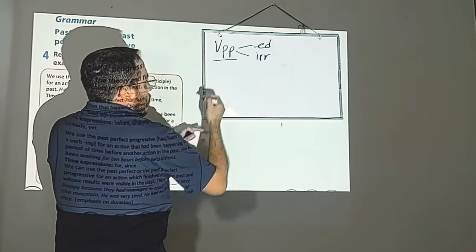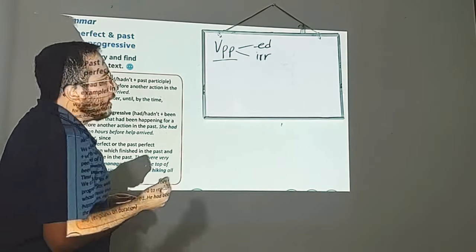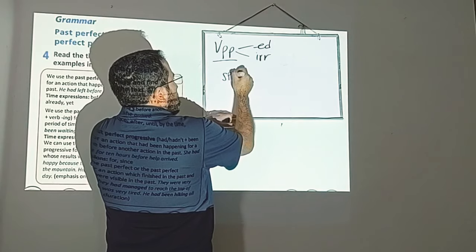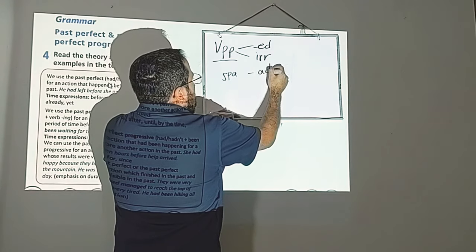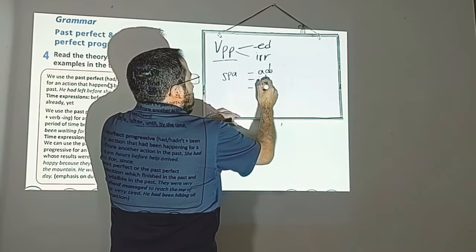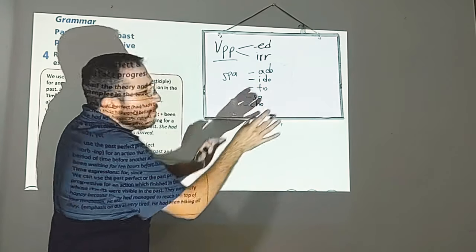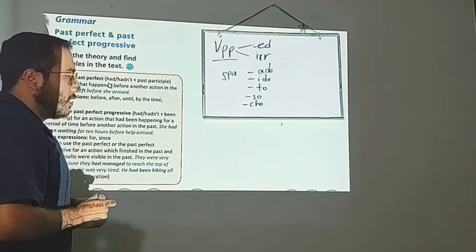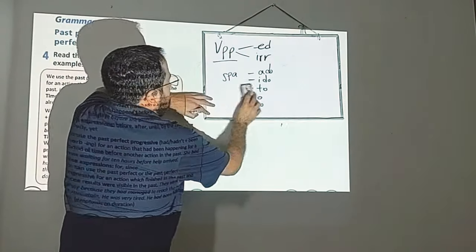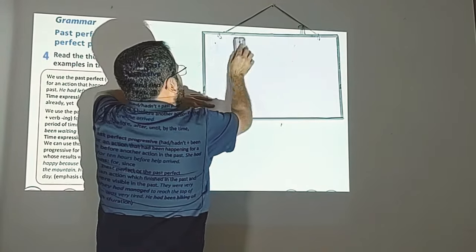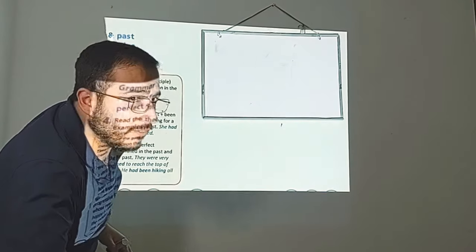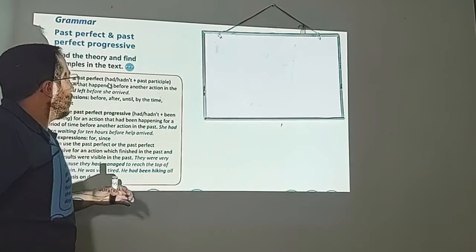So this is the verb in past participle. Remember that in Spanish, the verbs in past participle have the endings ado, ido, to, so, and cho. This will be the equivalent in Spanish, okay? Okay, let me write this. So, you have the structures in your notebook. I'm not gonna write it again, okay?